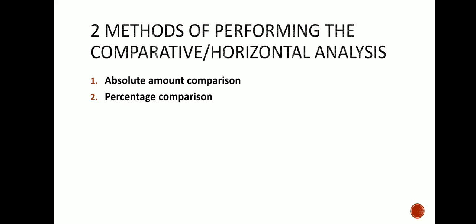So there are two methods of performing comparative or horizontal analysis. We have absolute amount comparison and percentage comparison. We will be discussing these two methods as we go on with the steps in the horizontal or comparative analysis. And here are now the steps in horizontal or comparative analysis. These are your guides in performing the horizontal analysis. So get your calculators ready now and try to follow us as we go on with the computation.